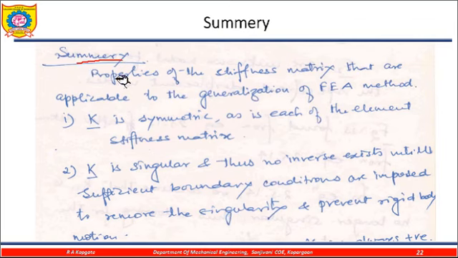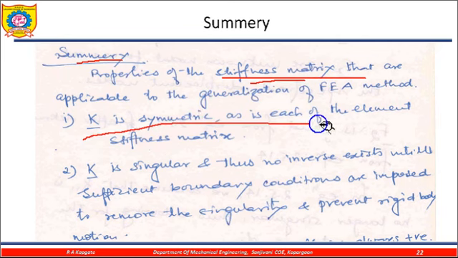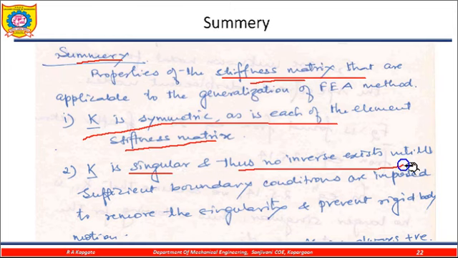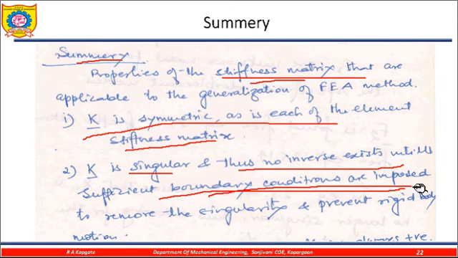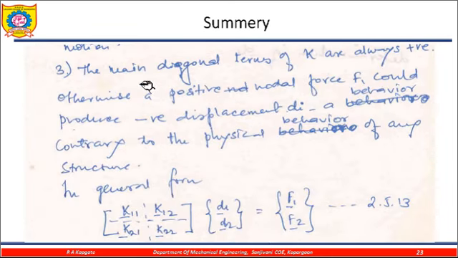So in a nutshell, what is that? About this lecture, the stiffness matrix is applicable. K is a symmetric matrix. K is singular, thus no inverse exists, hence boundary conditions must be applied or imposed, and check which boundary conditions they are. If the boundary conditions are homogeneous, then they equal 0. If non-homogeneous, put the delta and solve the problem.